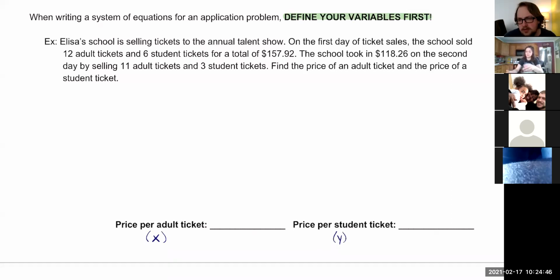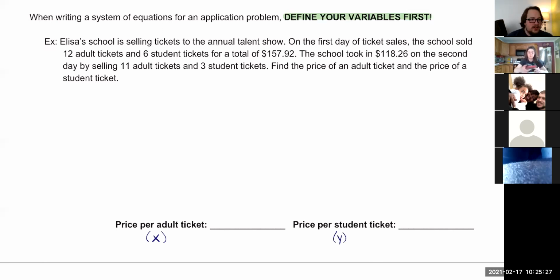So hopefully you had a moment there to jot what you need down. The good news is we're going to strip away a lot of this story really quickly to boil it down to the system of equations that I'm looking for. So in case you haven't had a chance to read it yet, it says that Elisa's school is selling tickets to the annual talent show. On the first day of ticket sales, the school sold 12 adult tickets and 6 student tickets for a total of $157.92. The school then took in $118.26 on the second day by selling 11 adult tickets and 3 student tickets. Find the price of an adult ticket and the price of a student ticket.